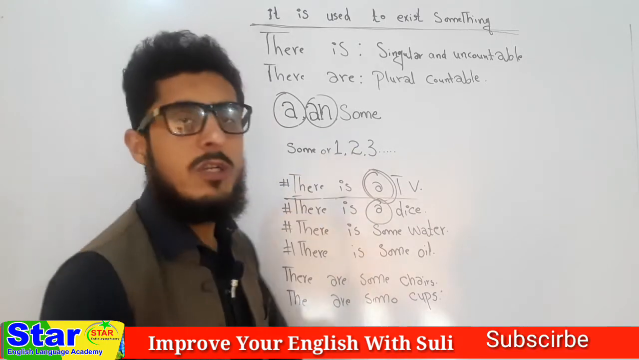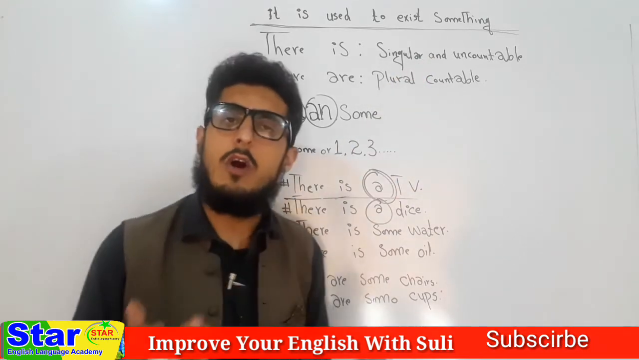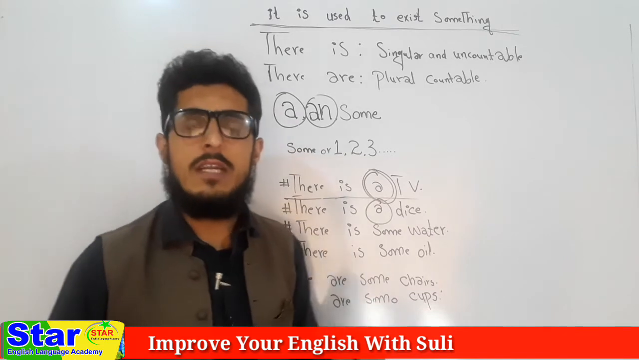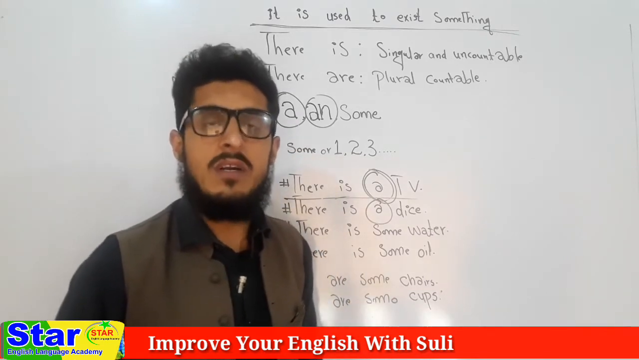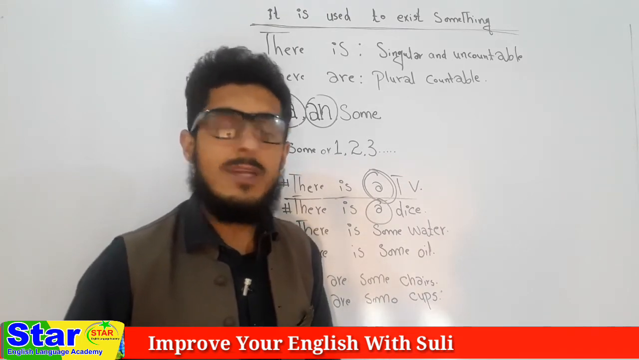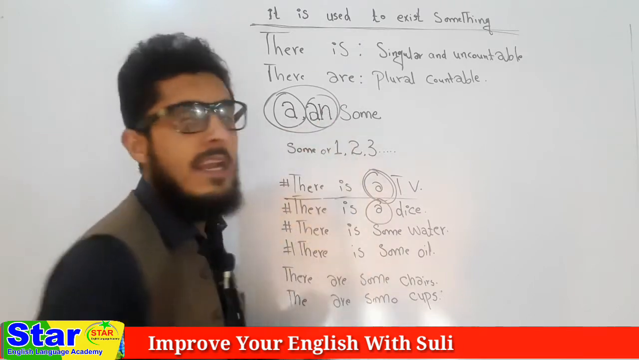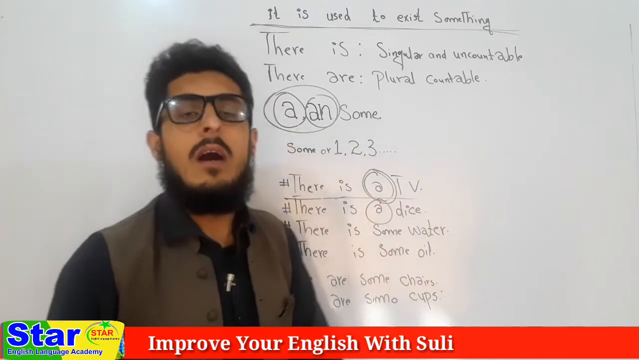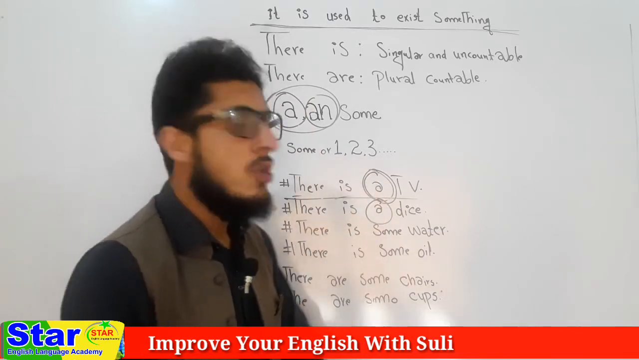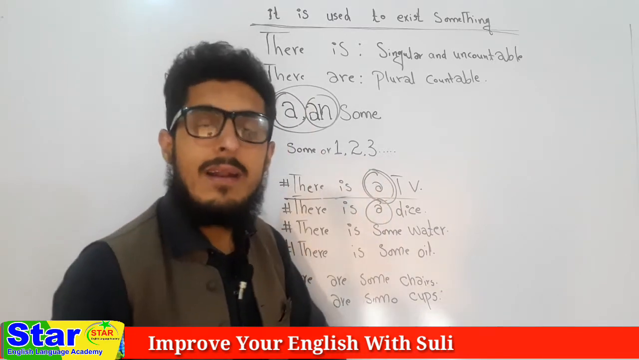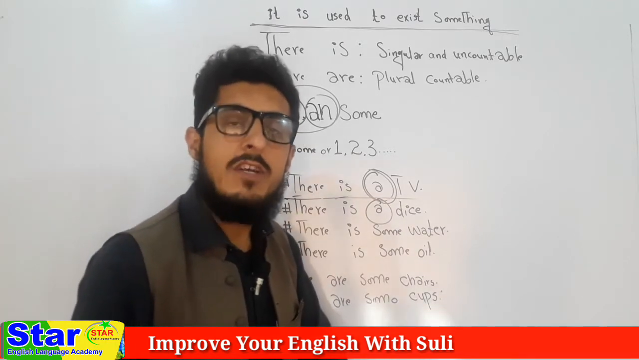Now we will talk about some. When we talk about uncountable nouns, it means that we cannot count them into 1, 2, 3. For example, water, oil, sugar. So we cannot count water and sugar. So instead of a and an, we use some for uncountable nouns. For example, there is some water in the glass. So we cannot say that there is a water in the glass. Clear? There is some sugar in the tea.